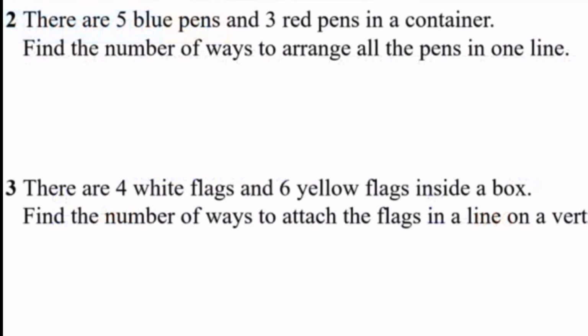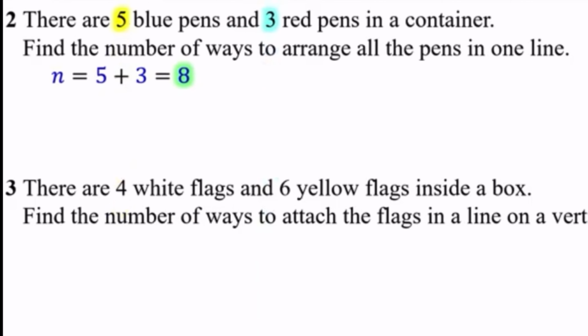There are 5 blue pens and 3 red pens in a container. Find the number of ways to arrange all the pens in one line. How to do this question? Let's do it together. You have a total of 5 blue pens and 3 red pens. That means you need to add 5 plus 3. That means N is equal to 5 plus 3, which is equal to 8, right? So we have 8 objects. Out of 8 objects, we want to find the number of ways to arrange all the pens in one line. All the pens here means arranging all the 8 pens.